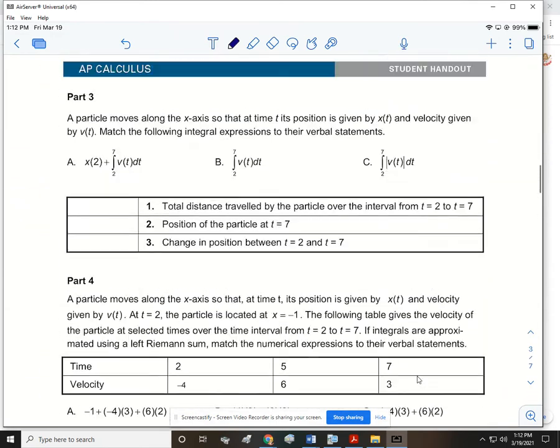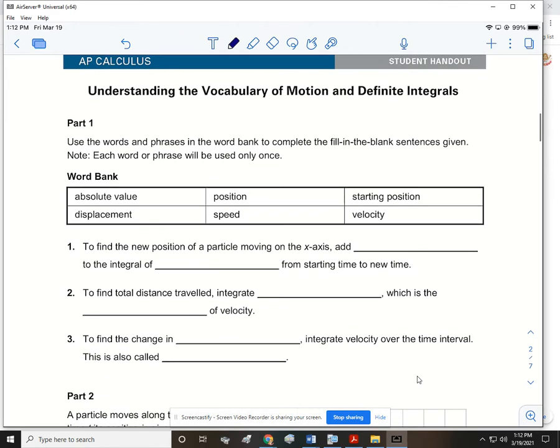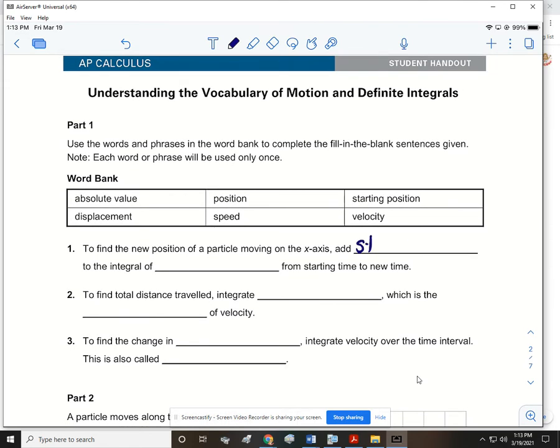Okay. So we're going to be understanding the vocabulary of motion and definite integrals. So we're going to start off and just fill in these blanks using that word bank. So to find the new position of a particle moving along the x-axis, what we're going to do is add the starting position to the integral of the velocity.